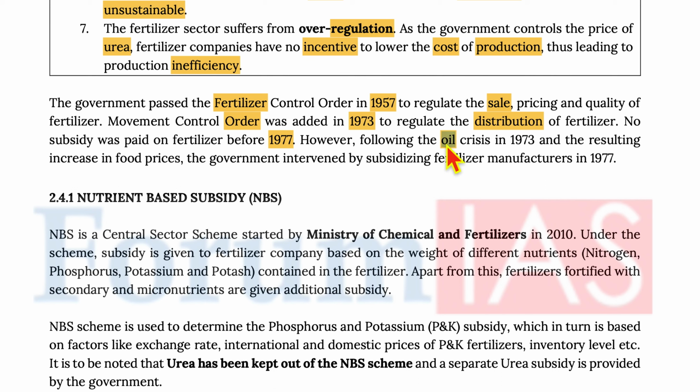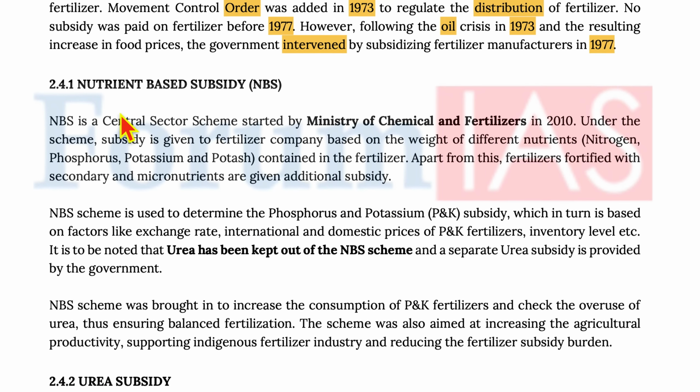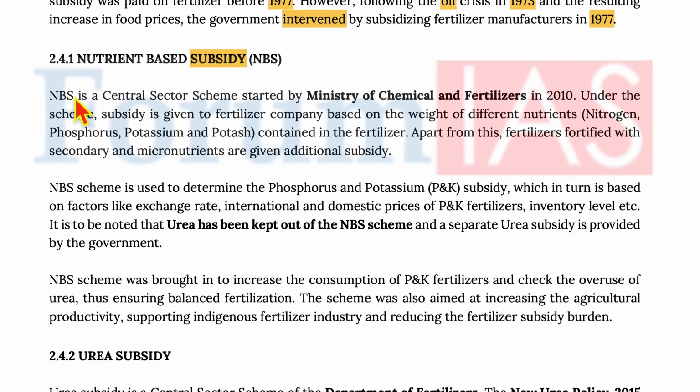However, following the oil crisis in 1973 and the resulting increase in food prices, the government intervened by subsidizing fertilizer manufacturers in 1977. Now, nutrient-based subsidy. NBS is a central sector scheme started by the Ministry of Chemicals and Fertilizers in 2010. Under the scheme, subsidy is given to the fertilizer company based on the weight of different nutrients, that is nitrogen, phosphorus, potassium, and potash, contained in the fertilizer. Apart from this, fertilizers fortified with secondary and micronutrients are given additional subsidy.